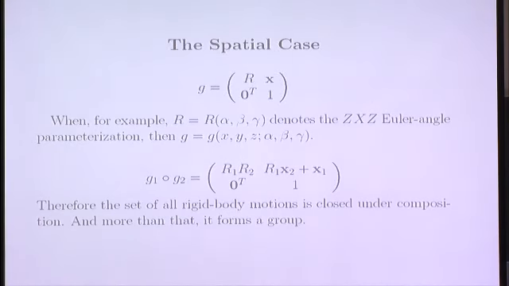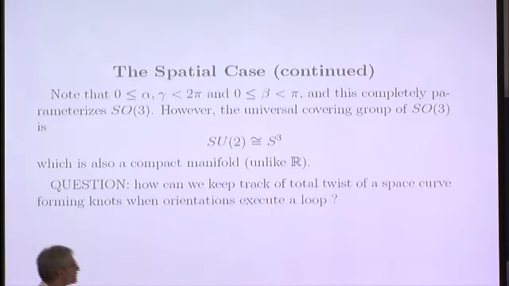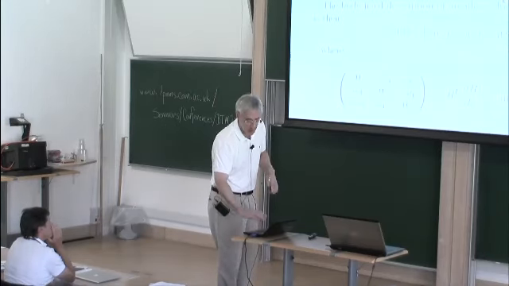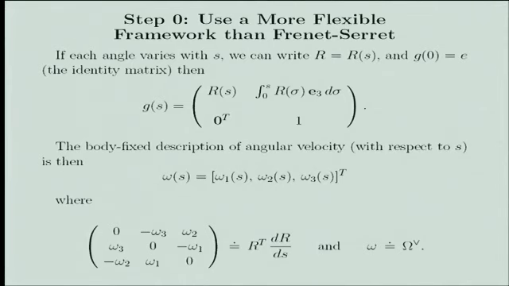Now, what do we do in the spatial case? In the spatial case, we have rigid body motions where R is a 3×3 rotation matrix, X is again a translation vector. We can still do the composition of rigid body motions, but things get more complicated if we try to add the total twist in. The reason for that is because the universal covering group for the rotation group is SU2, which you can think of as the 3-sphere, and it's not a Euclidean space. So we cannot do what we did in the planar case. We cannot just let theta go into a different range.